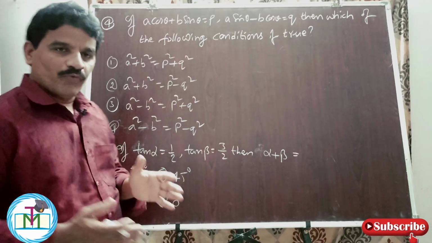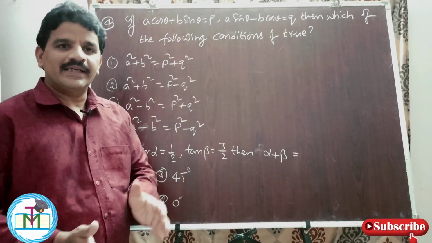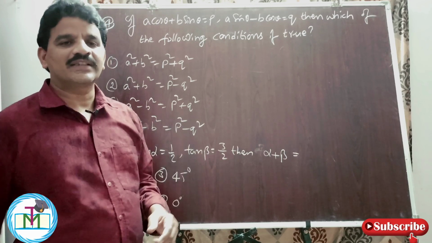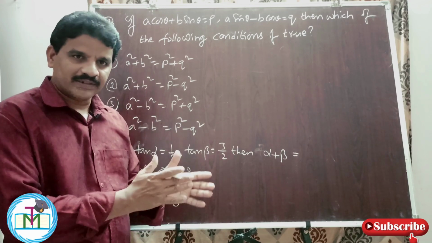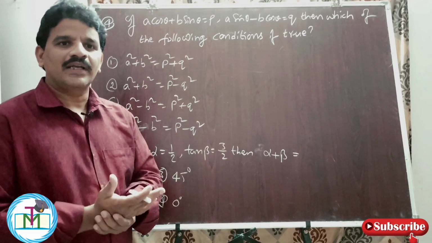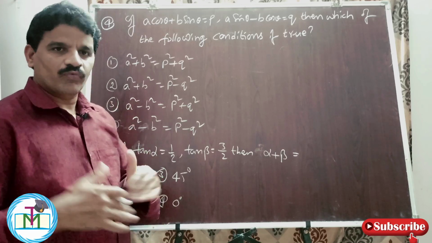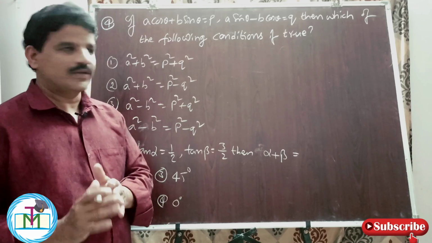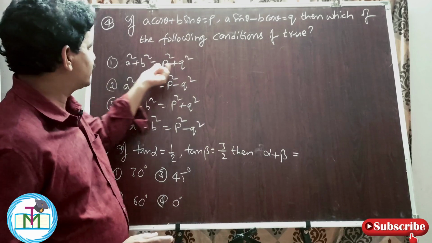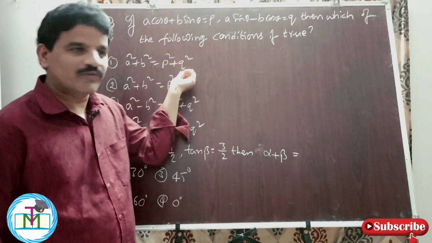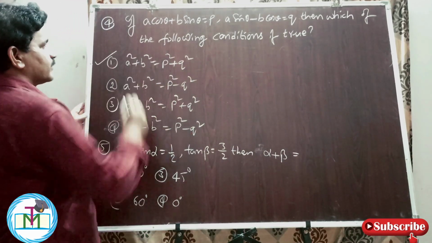So here we know that according to the identity, sin square theta plus cos square theta is equal to 1. So therefore we should have plus. So A square plus B square is equal to P square plus Q square will be the right answer.